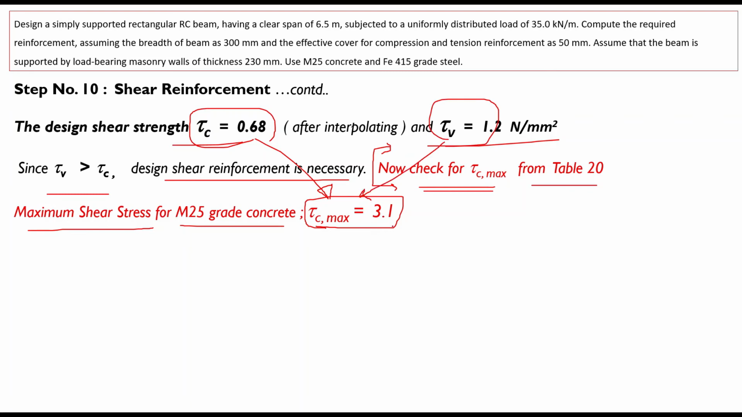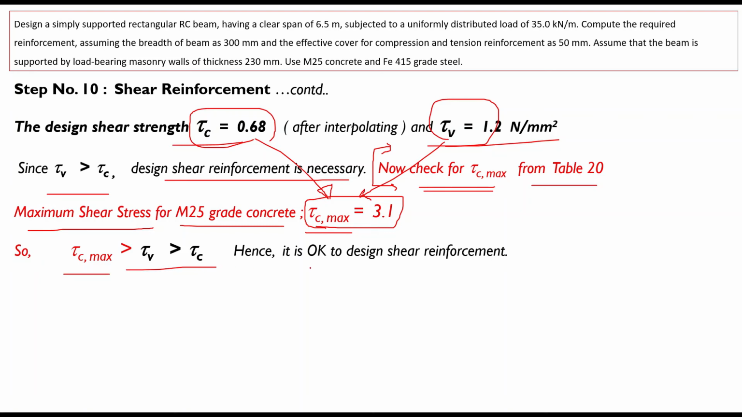So that means if this tau V value was greater than tau C max, then you have to redesign the section, and it will not be sufficient to design the shear reinforcement. You have to redesign the section. But here tau C max is greater than both these values, so we can say that it's okay. We can design the shear reinforcement. That means only designed shear reinforcement is required. We have to design what should be the shear reinforcement.